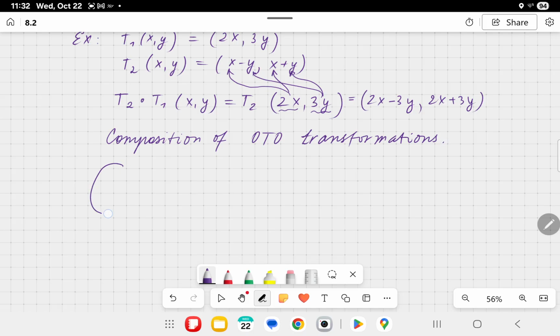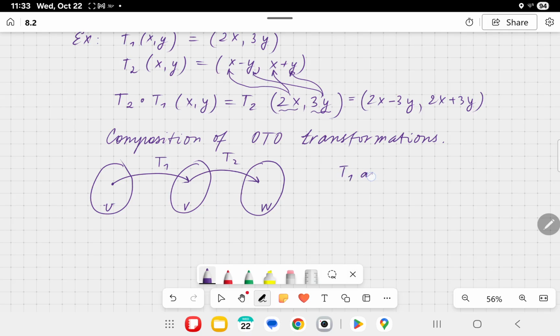I'm going to draw the picture first and then kind of show the formula. So imagine that we have two one-to-one transformations. Let's do U, V, W. Transformations T1 and T2 are one-to-one. So what is going to happen?